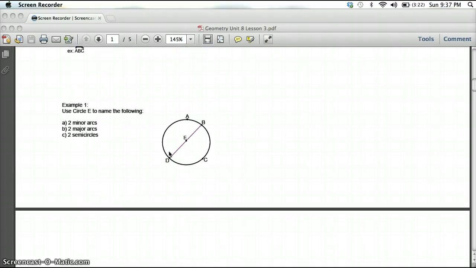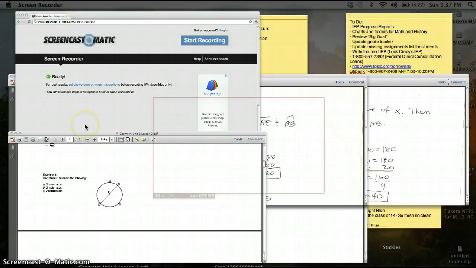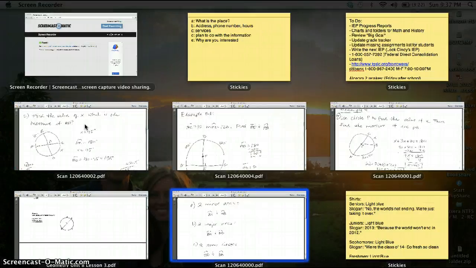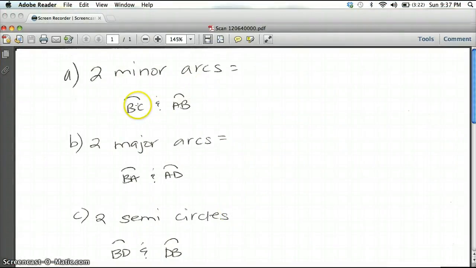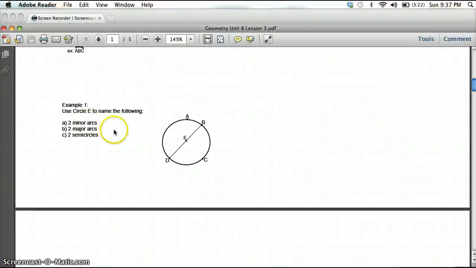Now let's go ahead and look at example 1. Example 1 says, use circle E to name the following: 2 minor arcs. Now let's look. Two minor arcs are BC and AB. BC here is less than 180 degrees. And then the last one we have is AB, and AB is also less than 180 degrees. So those are 2 minor arcs.